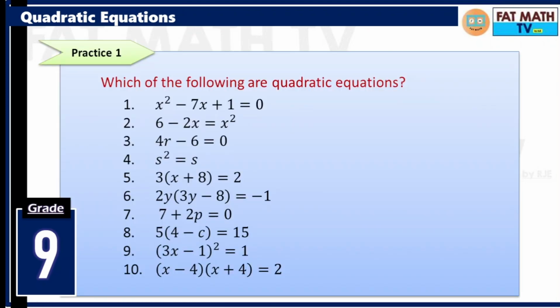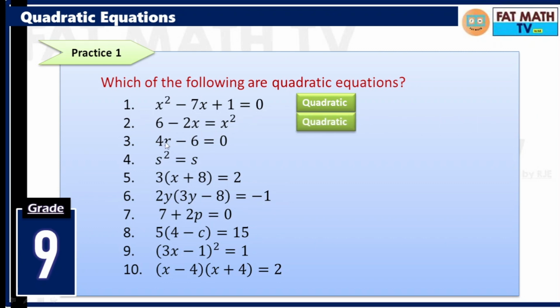Okay, let us check if you already know how to identify whether the given is a quadratic equation or not. So pause the video if you want to answer all of them before I reveal the answers. Number 1, x squared minus 7x plus 1 equals 0. That is a quadratic equation because we have here degree 2. And then number 2, this is also of degree 2, so this is also a quadratic equation.